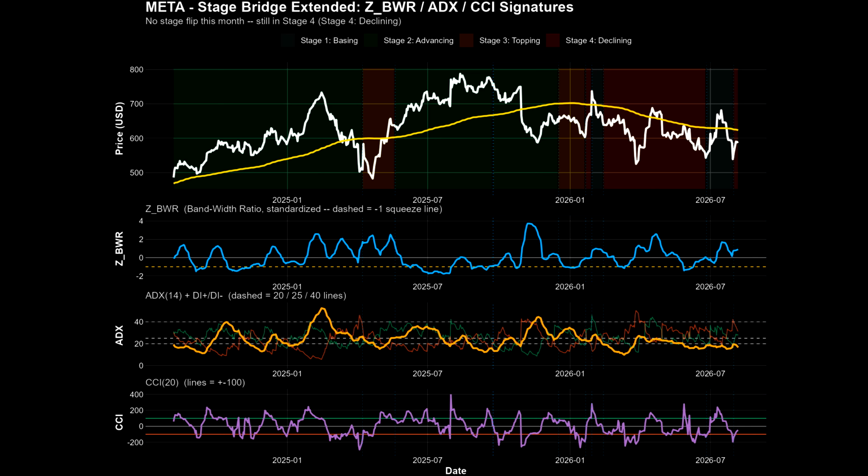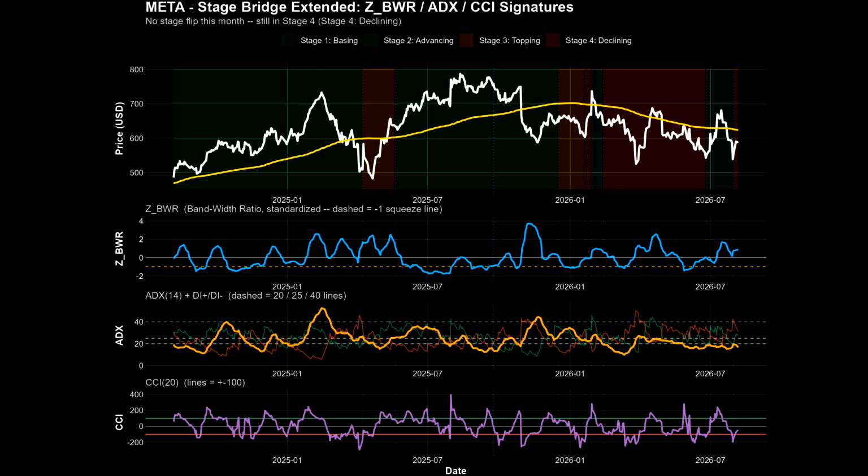A genuine stage transition is marked by the shading flipping color, and the strongest, most trustworthy flips are the ones where 2 or 3 of the panels underneath shift in agreement at roughly the same time. Z sub BWR crossing its squeeze line, ADX crossing 25, and CCI breaking its plus or minus 100 band, all clustering together. Most months, the subtitle will simply report no stage flip, with the current stage named explicitly.